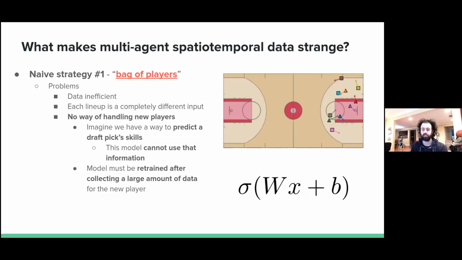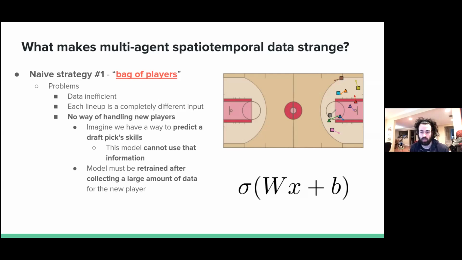In addition, this input has no way of handling new players. And so you can imagine that you have a way to basically encode an amateur or a draft pick's skills, so someone who's not in the NBA yet. And you would like to be able to use that, right, to do predictions and inference with your full NBA data set. And so unfortunately, this model cannot use that information.